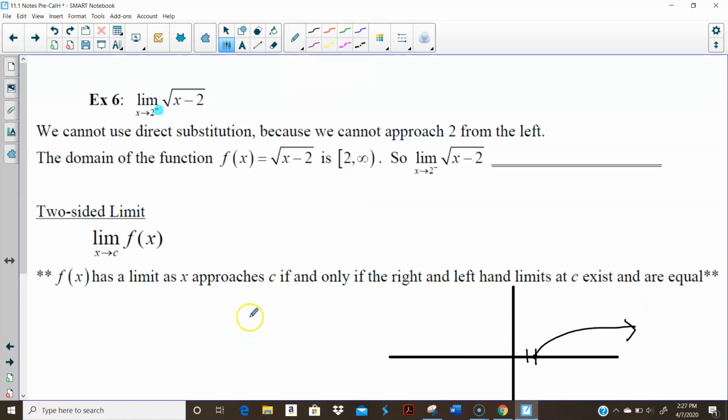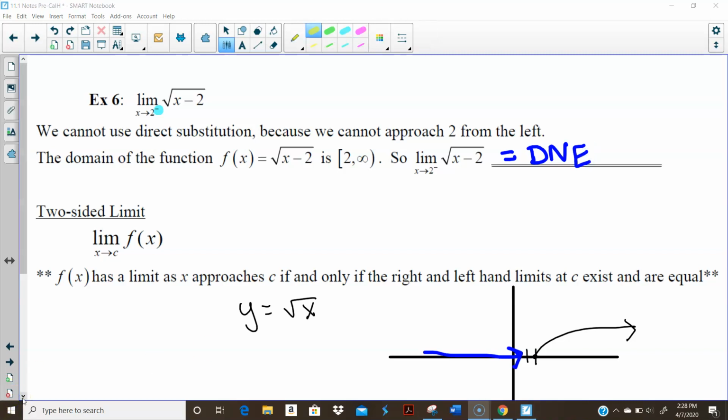So here's the graph. We know that y equals the square root of x got shifted, opposite of what you think, to the right 2. So I shifted the graph to the right 2. Here's the graph. Now the problem we have with this graph is there's no function over here. So I cannot approach 2 from the left-hand side because there's no function for me to approach. Therefore, the limit as x approaches 2 from the left-hand side is going to equal does not exist.